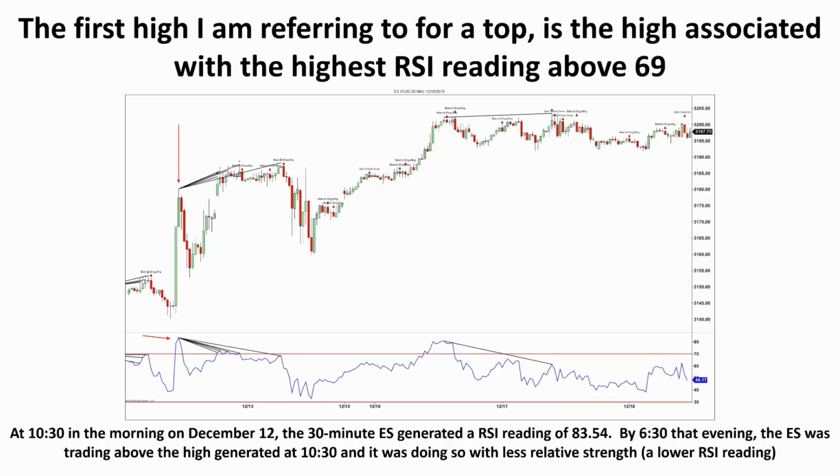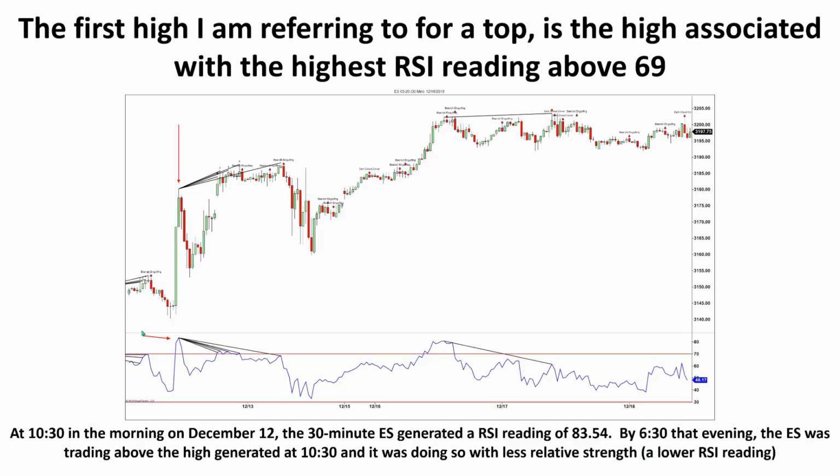So as an example, here is a 30-minute time frame chart for the ES Mini. So now I've gone from a weekly chart of the Dow to a 30-minute time frame chart for the ES Mini. It wouldn't matter what we pull up, if it's a currency pair, it doesn't matter, and it doesn't matter the time frame. But you should continue to always trade within your time frame. So at 10:30 in the morning on December 12th, the 30-minute ES Mini generated an RSI reading of 83.54. That's where that red arrow is on the bottom panel of my screen. Now, by 6:30 that evening, the ES was trading above the high that was generated at 10:30.